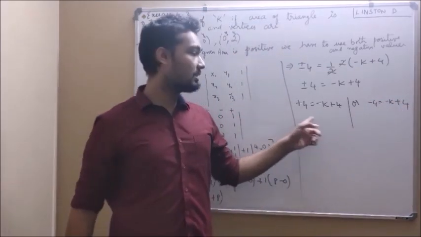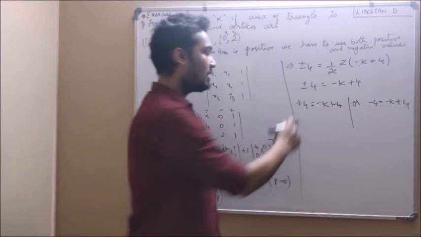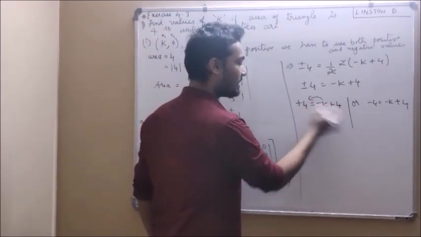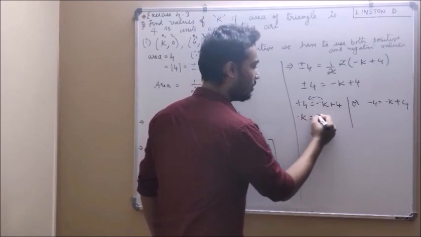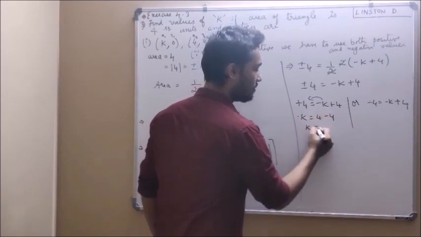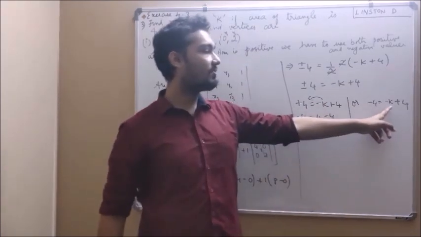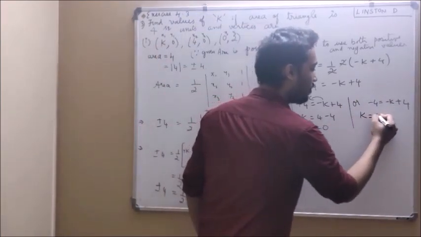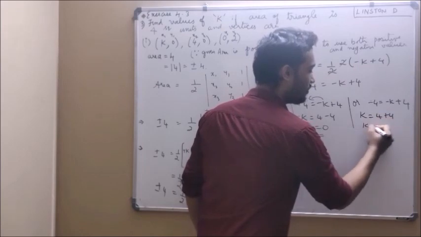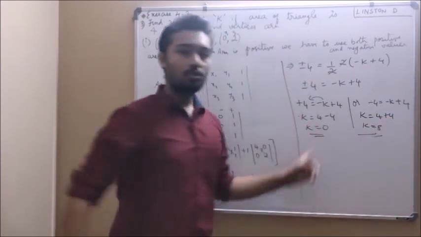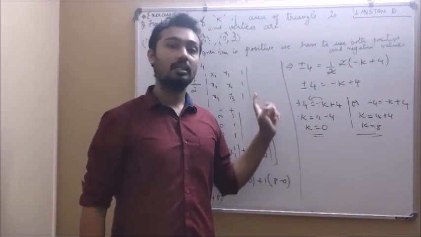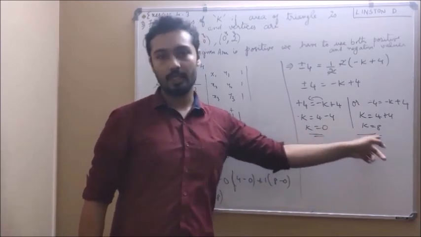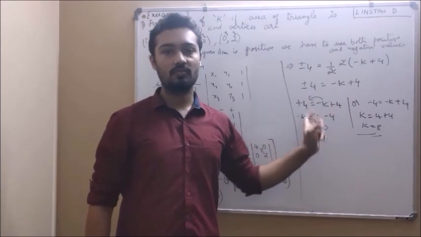So we have two conditions. Solve the first condition here, plus 4 equal to minus k plus 4. Shift this k to the other side, so k equal to 4 minus 4, so k equal to 0. Next here, now shift k to the other side, minus 4 to the other side, so you get k equal to 4 plus 4, k equal to 8. So by the two conditions, the k value can be either k equal to 0 or k equal to 8. So these are the two values for k.